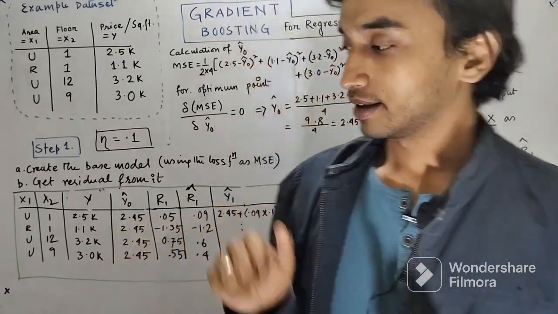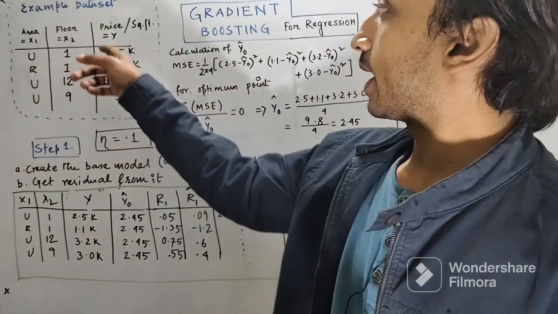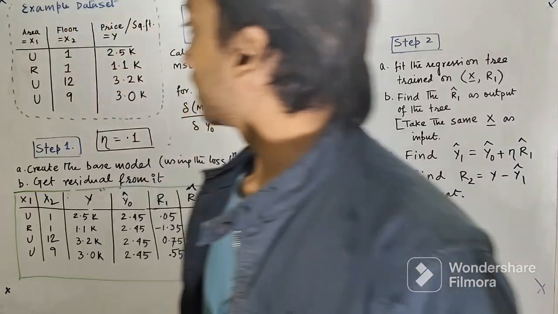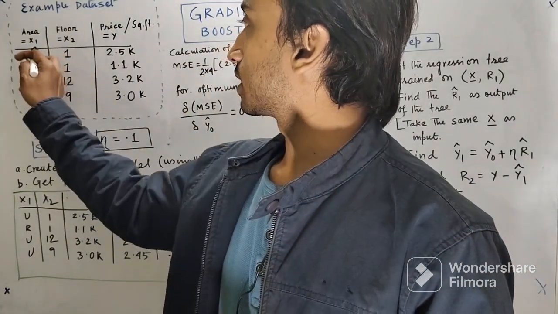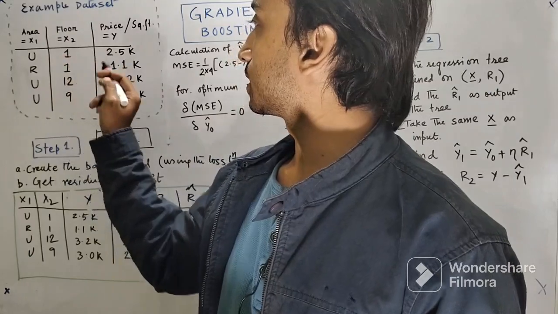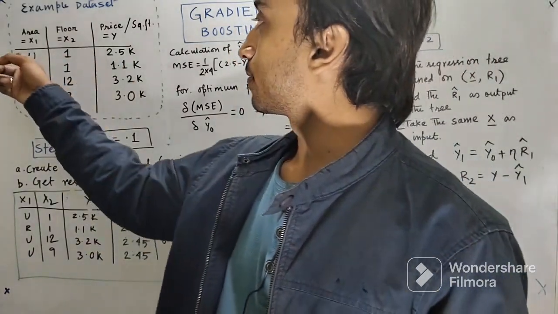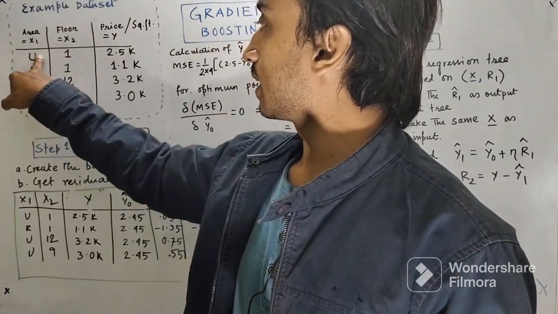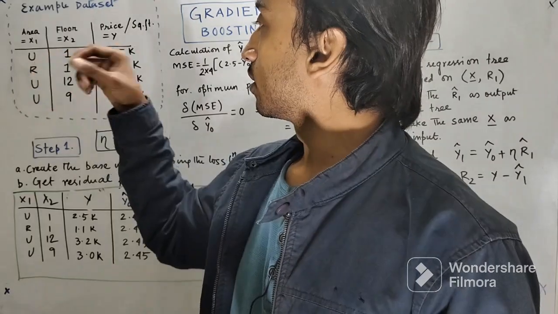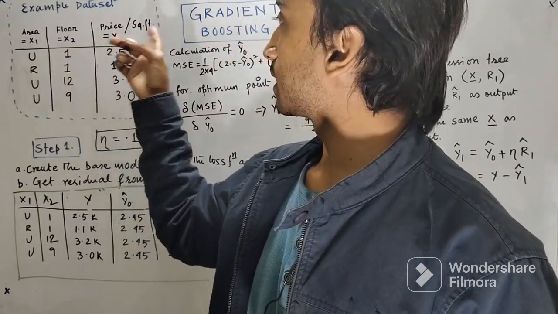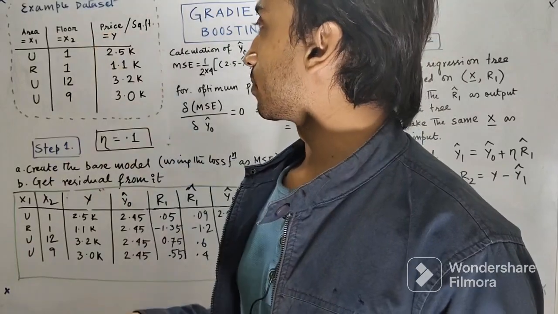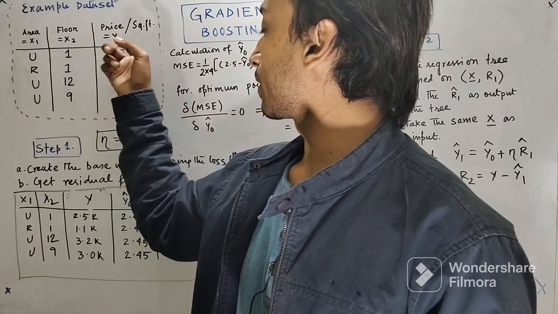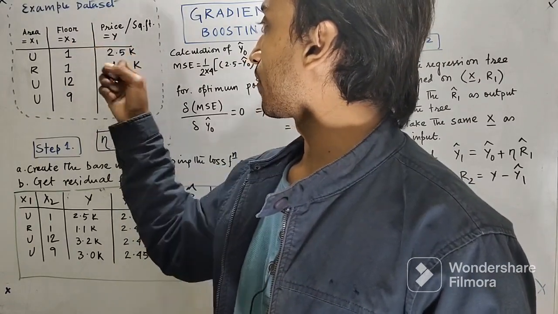Okay, fine. Suppose we have an example dataset that has two features, x1 and x2, and you have to predict the output when these two features are given. Suppose the area is urban and the floor is the first floor, then what will be the price per square feet? That is your y variable. So this is the urban area and first floor, and the price per square feet is 2.5k INR.